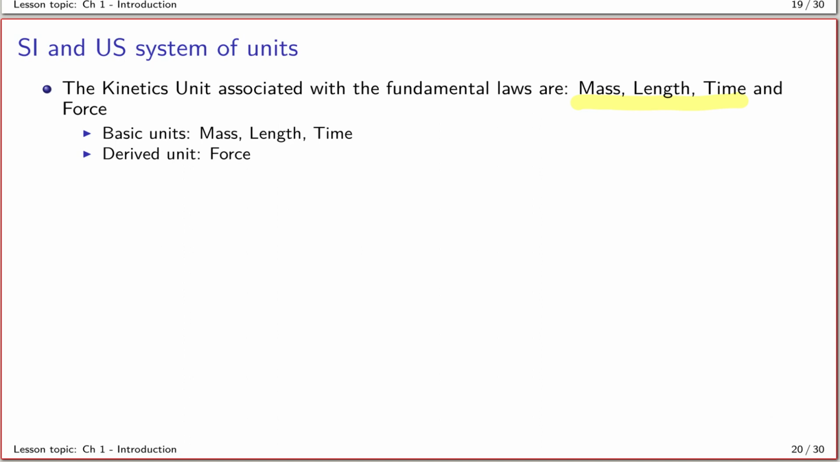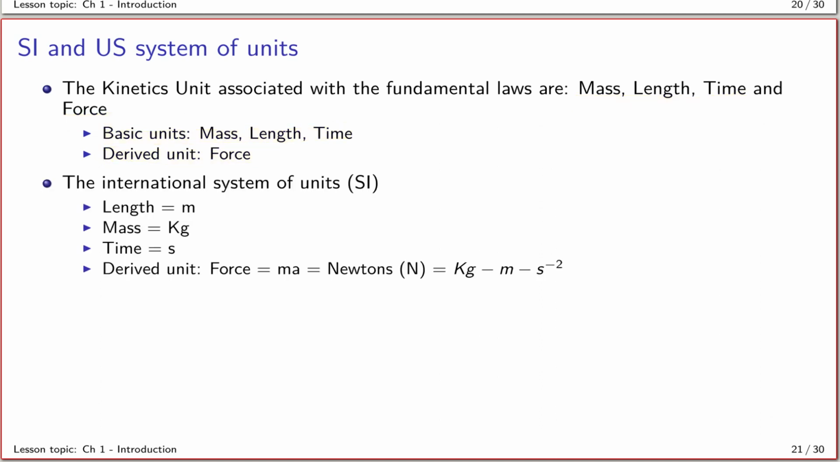In the case of dynamics, we also include force as a fundamental unit. Okay? And together we have 3 basic units, which are mass, length, and time, and 1 derived unit called the force. In the SI system of units, mass, length, and time are given by kilogram, meter, and second. That's shown here. And our derived unit, the force, which is a product of mass times acceleration, is given by the newton, and in the basic units it's kg meter per second squared.